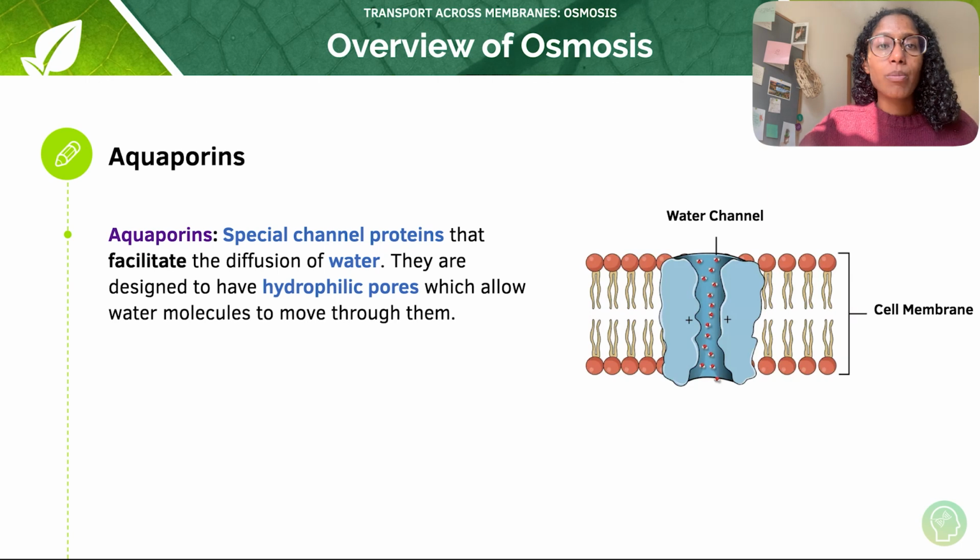Okay, so aquaporins are special channel proteins here that facilitate the diffusion of water. So you can see that they fit into the phospholipid bilayer. They're this channel here. They are designed to have hydrophilic pores which allow water molecules to move through them. So remember, hydrophilic is water loving, from the Greek hydro water, philic love. So water loving pores, so that attracts the water molecules and allows the water molecules to move through these channels.